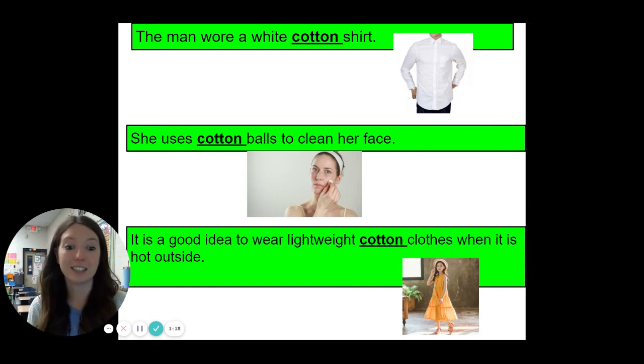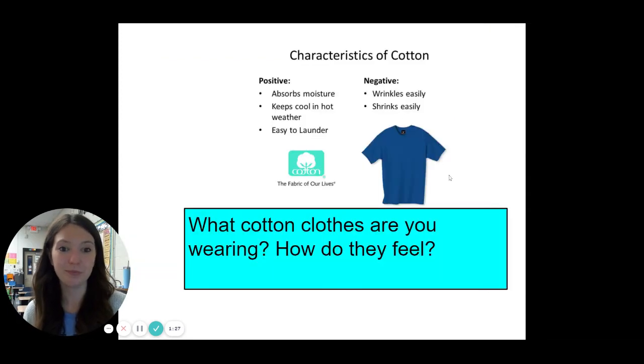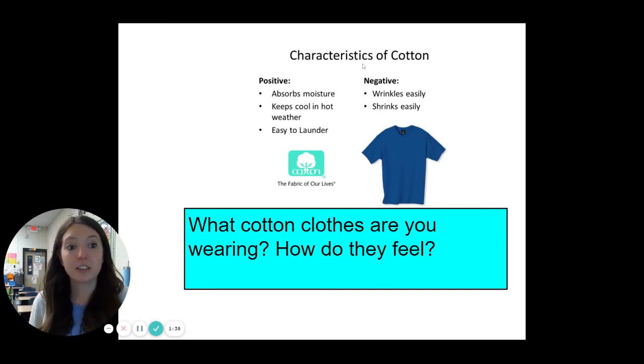It is a good idea to wear lightweight cotton clothes when it's hot outside. Oh yeah, they can keep you really cool in the hot weather. Cotton clothes. So, your question is, what cotton clothing are you wearing? Or maybe have you worn before? How do they feel? So here are some of the characteristics of cotton clothing. And go ahead and talk about the clothing you are wearing that is made of cotton, if you are wearing any. Use cotton in your answer. Pause the video.